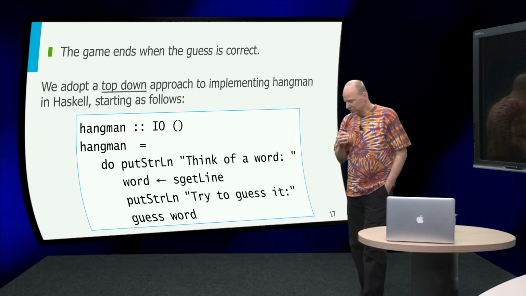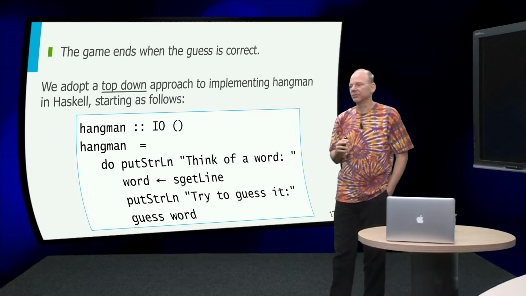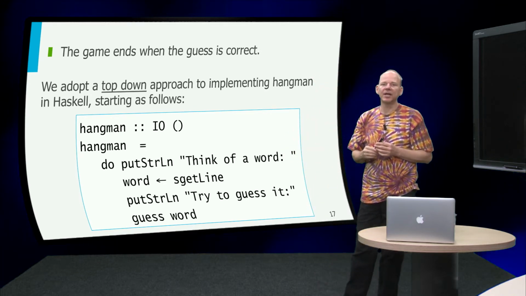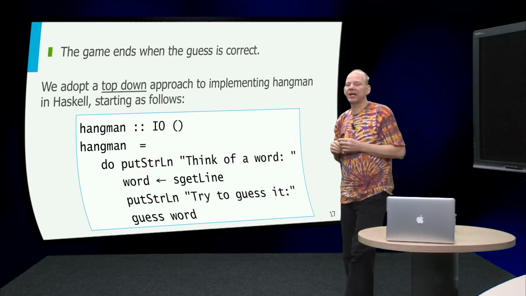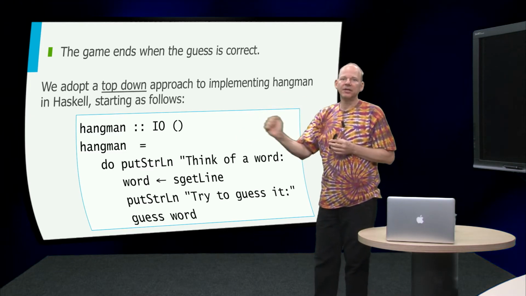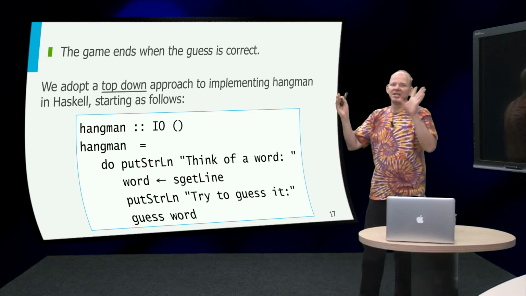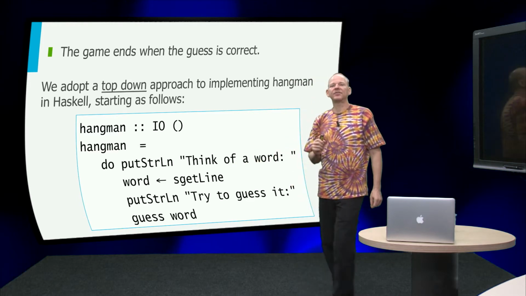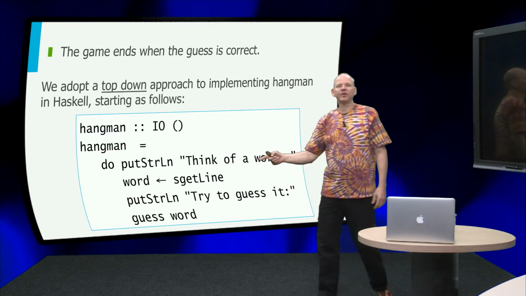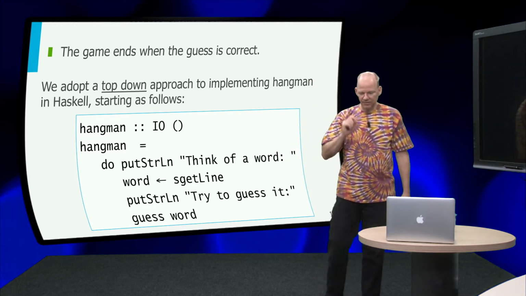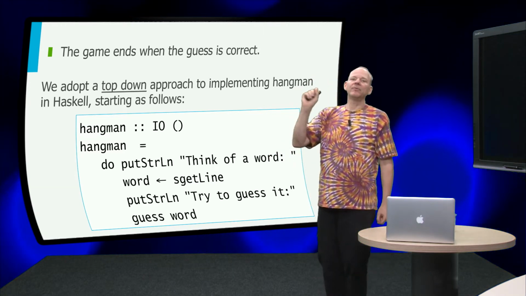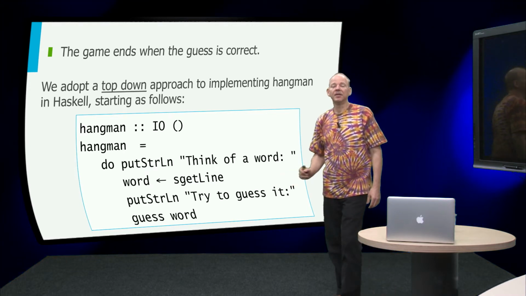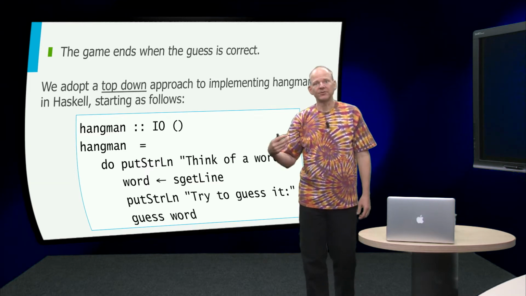What we're going to do is take a top-down approach where, as we go, we will design the parts of the game that we need. But we first start with the interaction with the outside world. So we print to the output "think of a word", and then we secretly read that word. This function, secretly getLine, will read a string, but it will echo that string with underscores. And then the computer will ask us to try to guess the word.